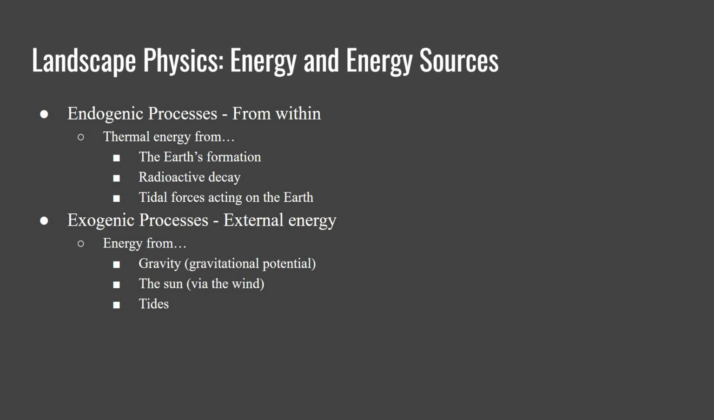Exogenic processes are an external source of energy from gravity, for example, in the form of gravitational potential energy. The sun, which of course causes air circulation on Earth, and thus the wind, causes the formation of clouds and thus rain, and so on and so forth, and tides as well.